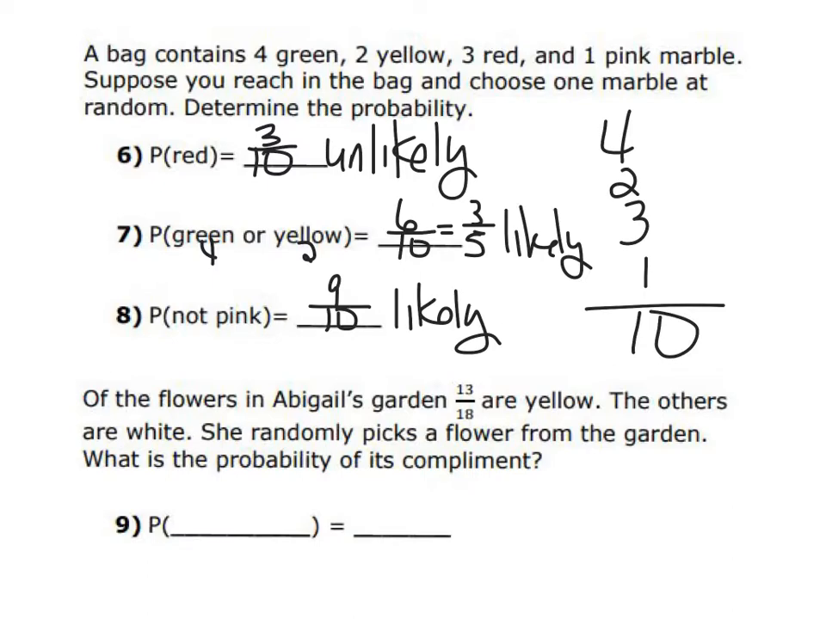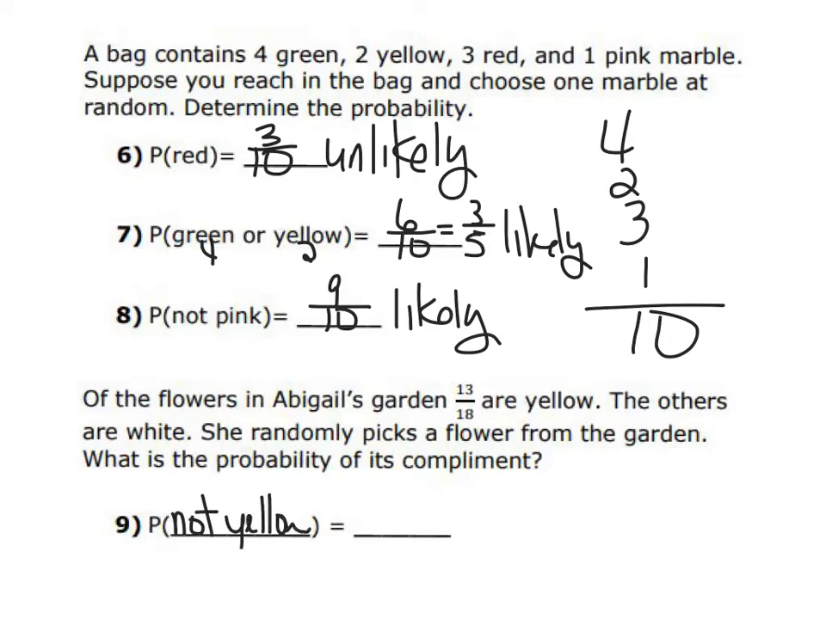Okay. Now, the last one, a lot of students were getting confused with that one on your assignment yesterday. It says, of the flowers in Abigail's garden, 13 out of 18 are yellow. The others are white. She randomly picked a flower from the garden. What is the probability of its complement? They gave you the yellow probability, right? So the complement would be, but what did it put here? Wouldn't it be not yellow?